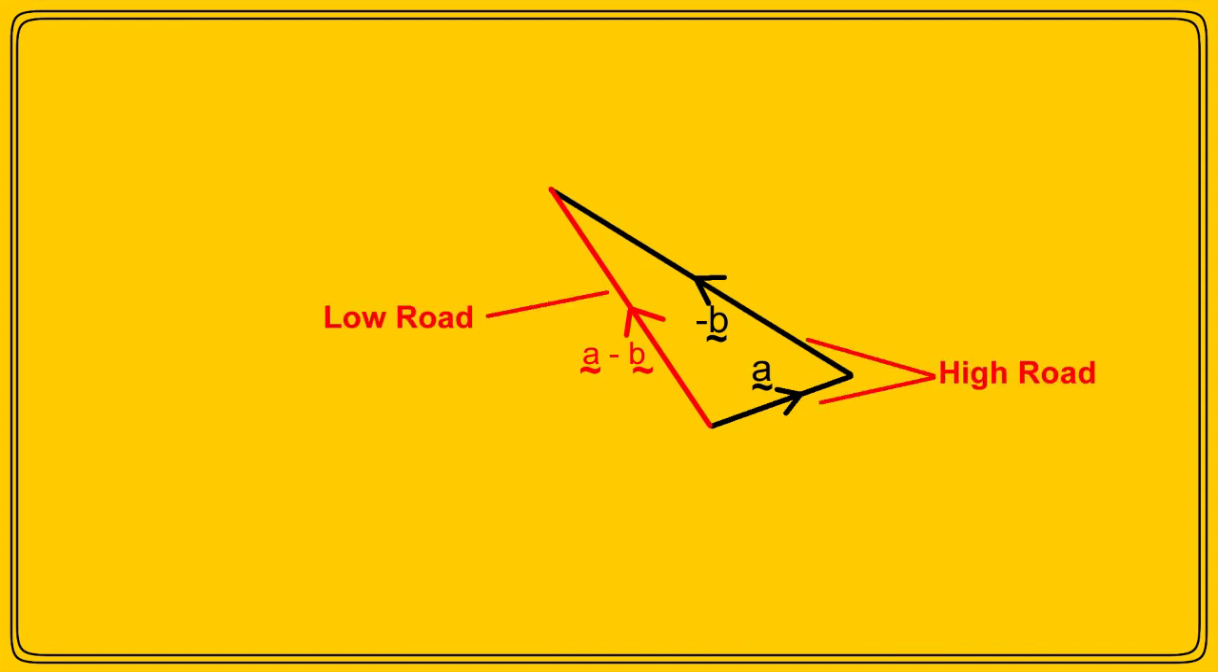So along vector A and then down vector minus B is the high road. And the low road is the direct route from the beginning of vector A to the end of vector minus B. And it's as simple as that.